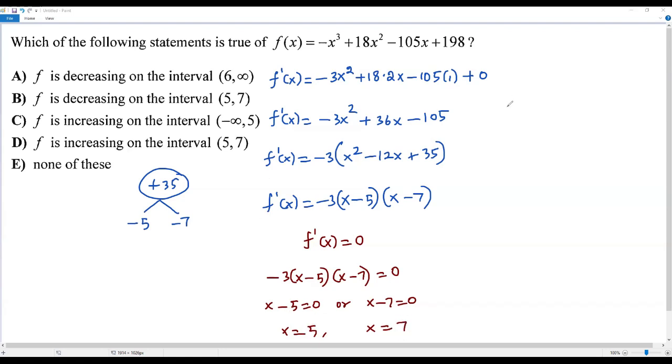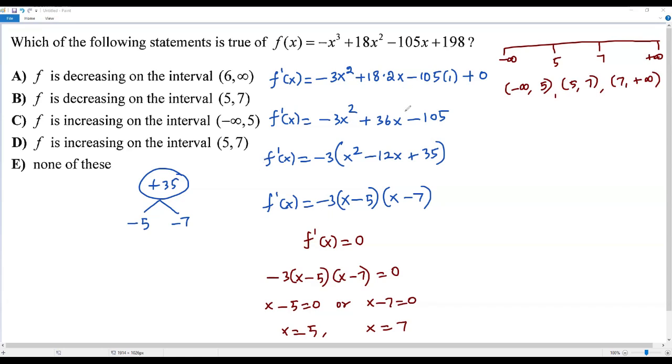Okay, now I have to draw a number line. The left side extreme is negative infinity and the right side extreme is positive infinity. Now I have to mark these two numbers on the number line. I'm getting 5 first and 7 next. Now we have to split this real number line into intervals using these two values, 5 and 7. The first interval is negative infinity to 5, the second interval is 5 to 7, and the third interval is 7 to positive infinity. Now I have to check each of these intervals with the first derivative.